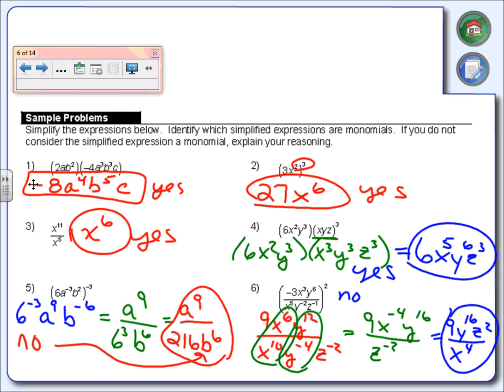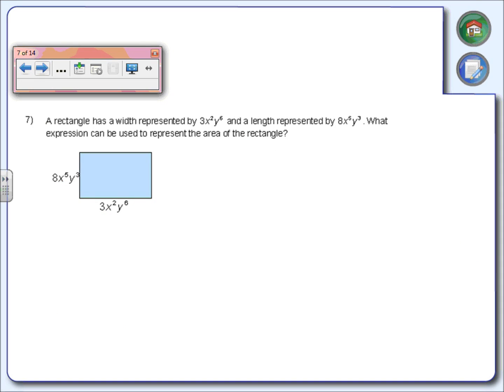Okay, we got 2 more we're going to look at. This is more of the application. These are more the type of questions you might see on a test. So if we look at number 7 here, it says that the rectangle has a width of 3x squared y to the 6th and a length of 8x to the 5th y to the 3rd. And we're looking for an expression that would represent the area of this rectangle. Area. Anybody remember the formula for area of a rectangle? Length times width. So to find the area of a rectangle, we multiply the length times the width. So that's what we're going to do.